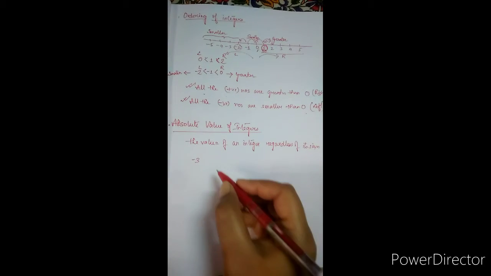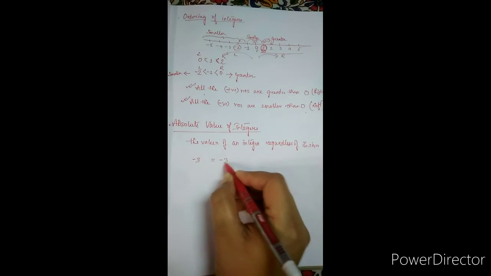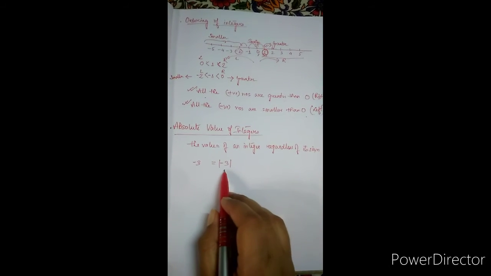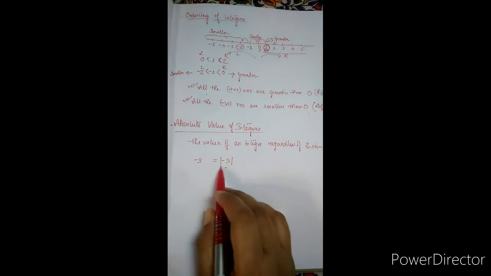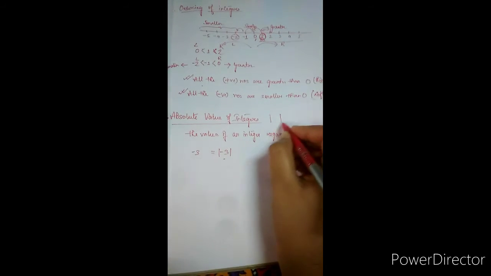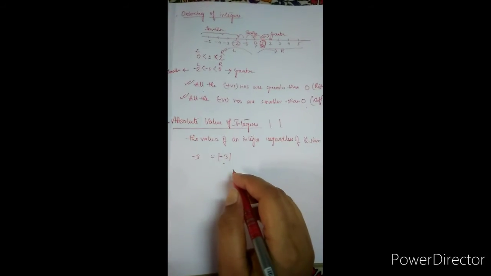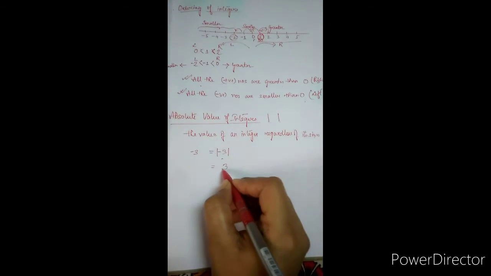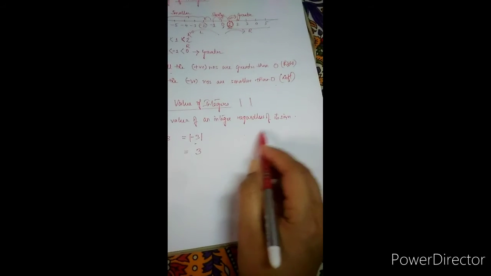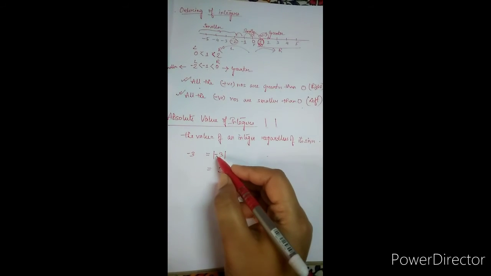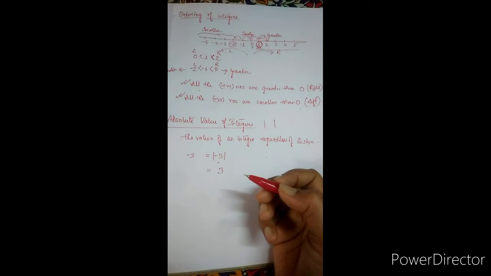To take out the absolute value of minus 3, you will place 2 bars here. This is the symbol of absolute value: 2 bars on each side of the number. Now what is the absolute value of minus 3? Absolute value of minus 3 is 3, regardless of its sign. Means if any sign is there, it will be changed, means minus will become plus.